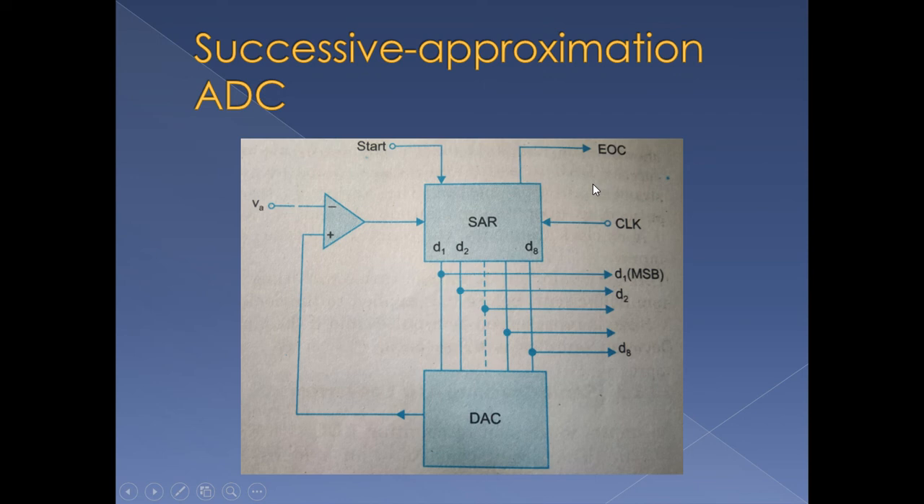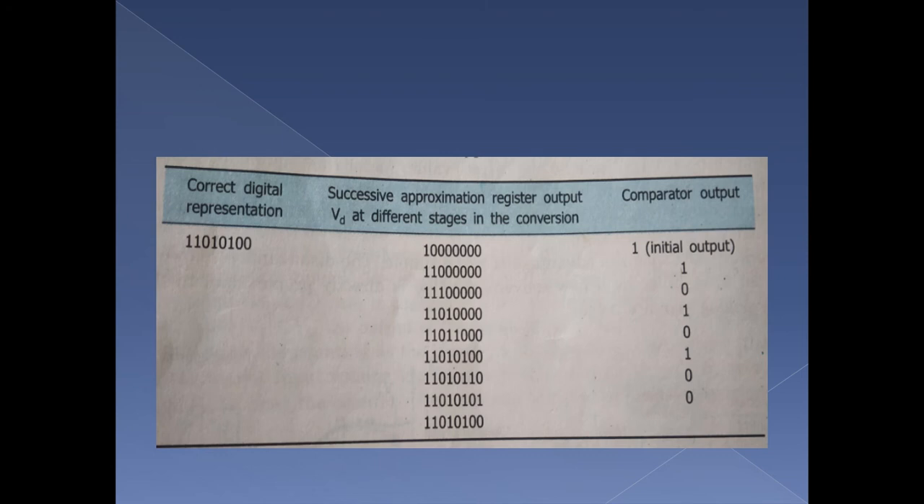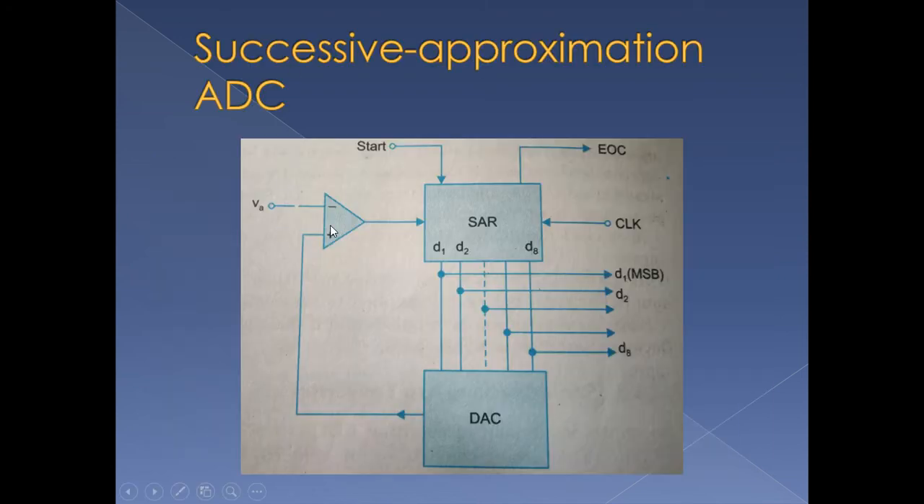Let's see the process of the successive approximation technique, which is more efficient. You can easily understand the process, so let's see how it converts the analog input into digital. VA is the analog input, and it goes to the SAR register, where we have 8 bits, D1 to D8, connected to the digital to analog converter.